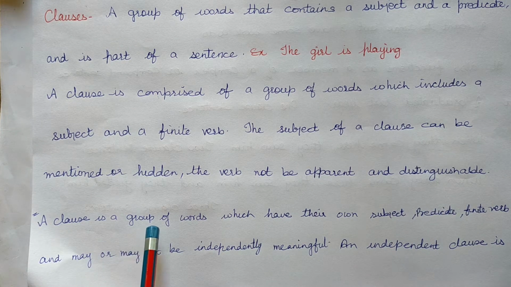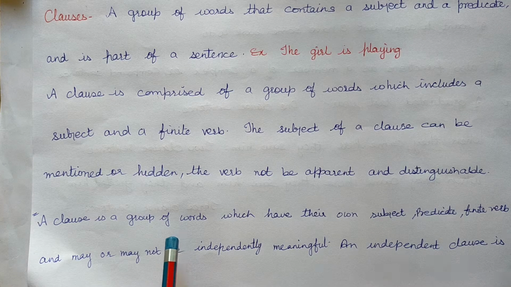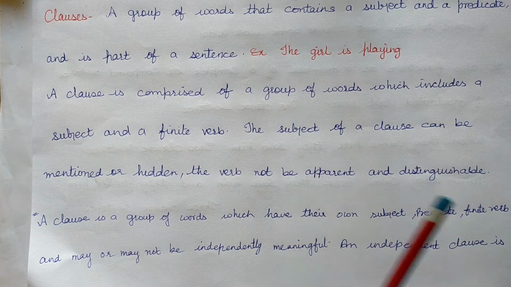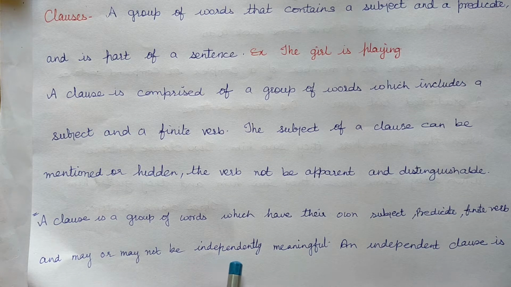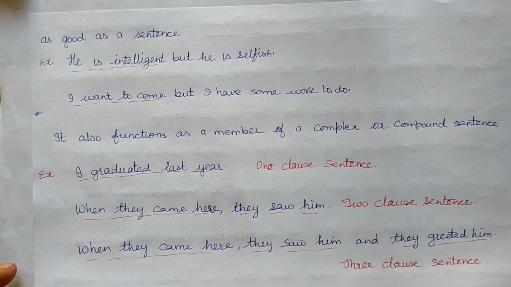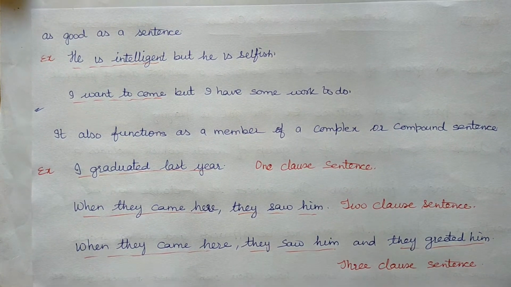One of the easiest ways to distinguish between a clause and a phrase is that a clause is a set of words that makes complete sense and does not require any additional or helping words to complete it. So, a clause is a group of words which have their own subject, predicate, finite verb and may or may not be independently meaningful. An independent clause is as good as a sentence.